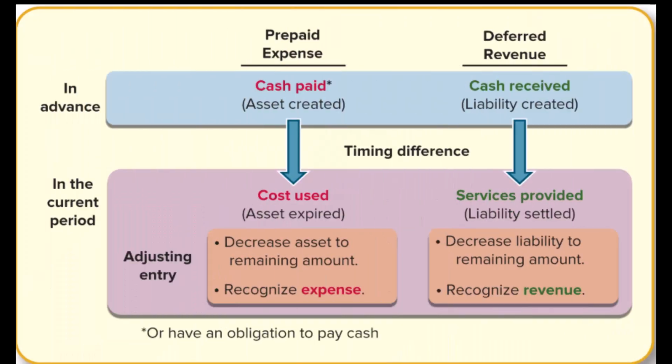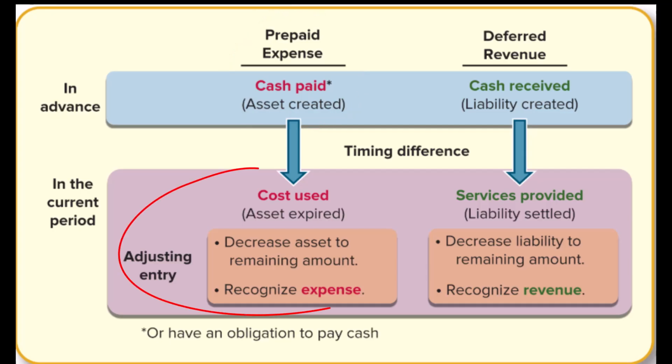Let's break them down. First, let's look at prepayments, which are cases where cash is paid or received before the expense or revenue is recognized. Our first type is a prepaid expense. This happens when a company pays cash for an asset that it will use in the future, for example, paying for rent in advance or buying supplies. The initial transaction creates an asset.